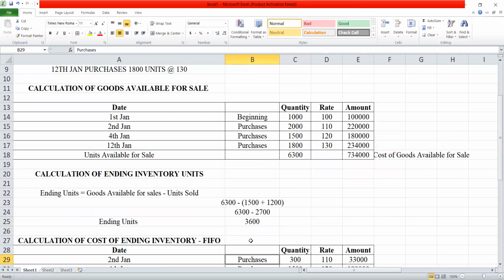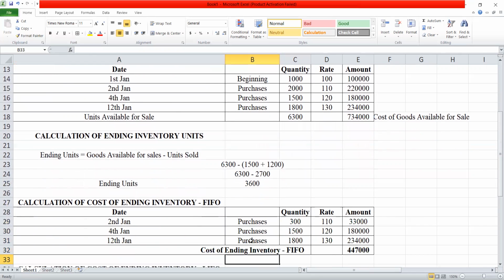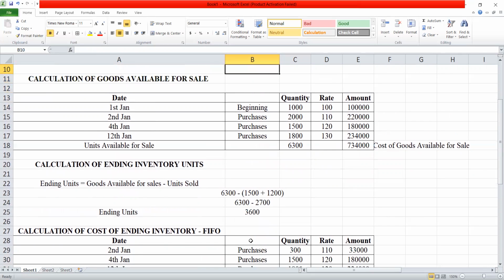So here's the third step, that is calculation of cost of ending inventory under FIFO. We know that we have 3,600 units available in ending inventory. So according to FIFO, when we look at goods available for sale, we have to sell out the first we purchased, that is first in, first out.